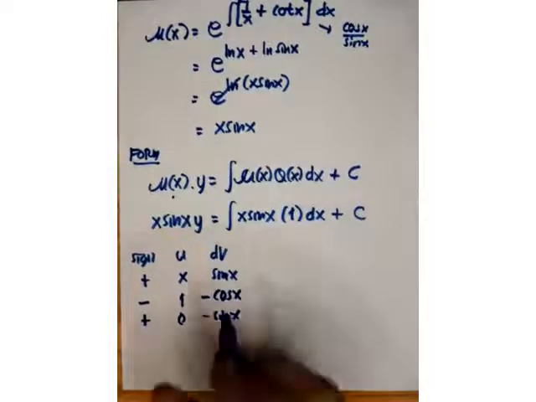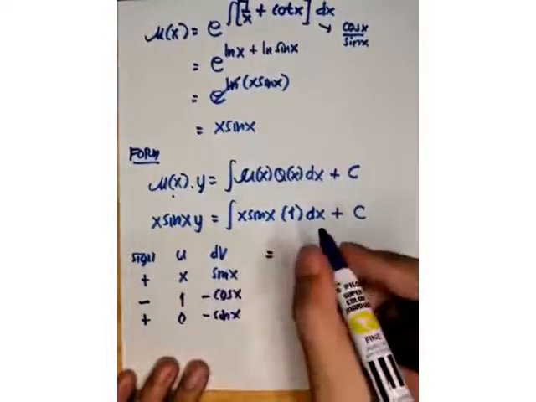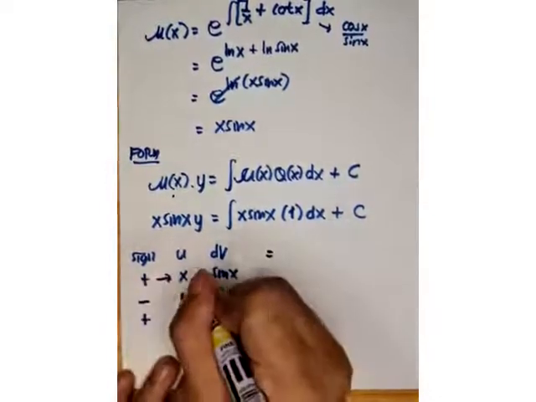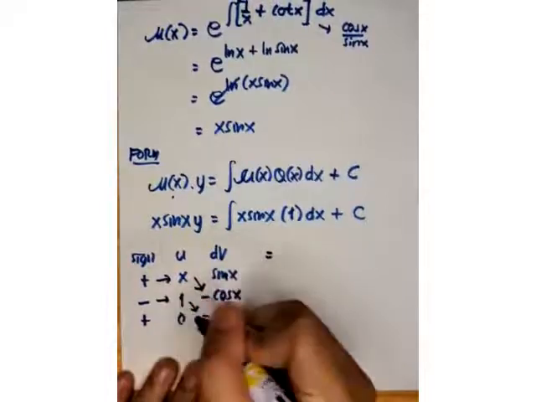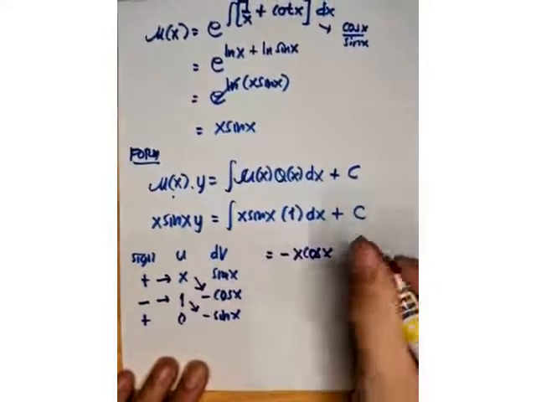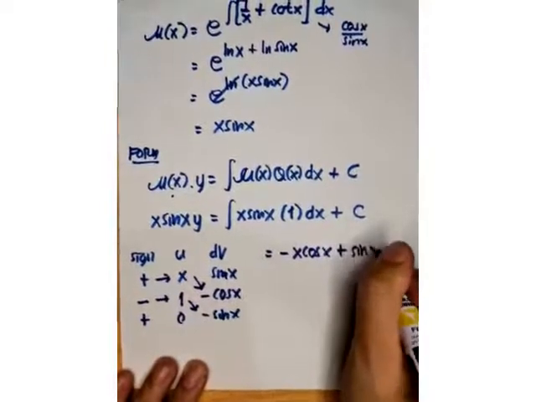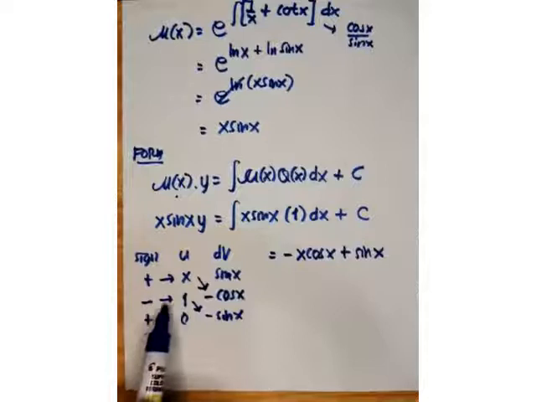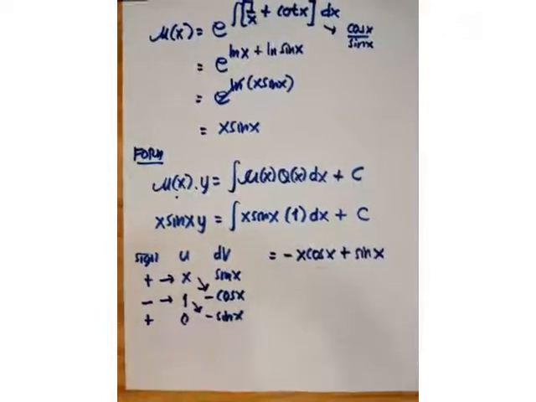So therefore, this is equal to, multiply natin ito. Ito, tsaka ito. Ito. So I have negative x cosine x plus sine x. Tama ba? X, negative cosine x, then negative 1 sine positive. Ayan. Plus c.